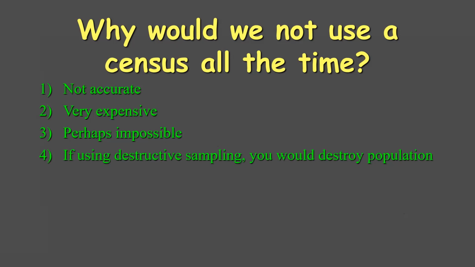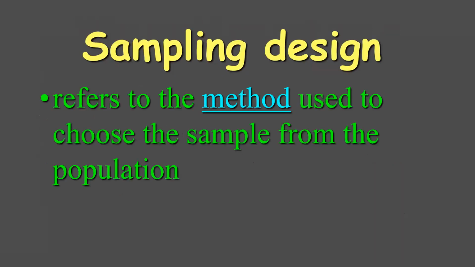And if we're using destructive sampling, you could destroy the population. So examples of this would be breaking strength of soda bottles. Anytime you're breaking something, you're destroying the population. So how do we know that we're going to be able to count it all? If we're looking at flashlight batteries, and more importantly, car ratings, they have to crash a car in order to figure out safety ratings, and that gets very, very expensive.